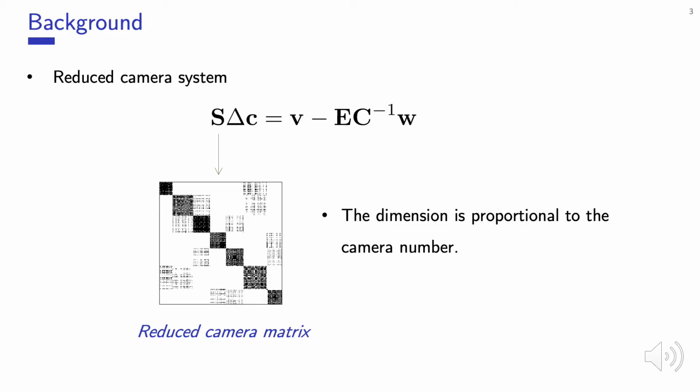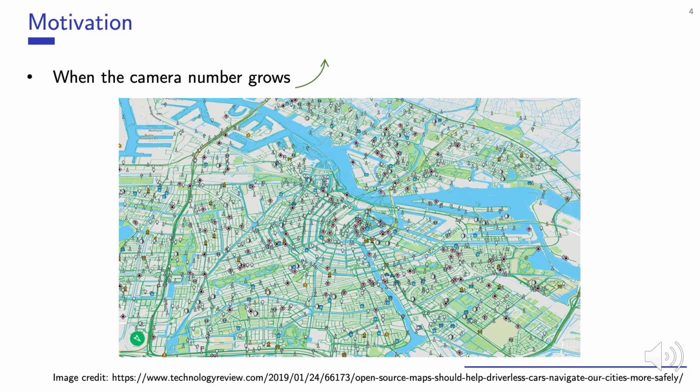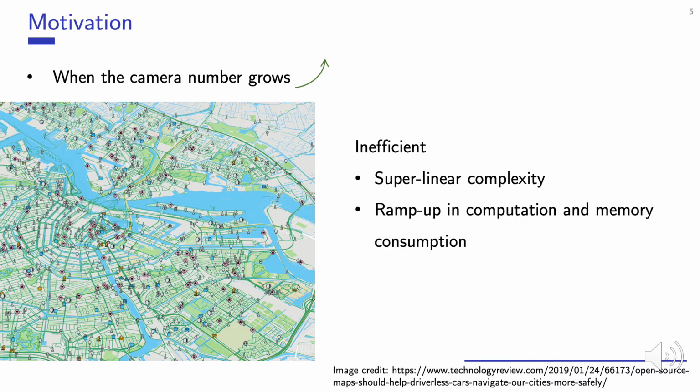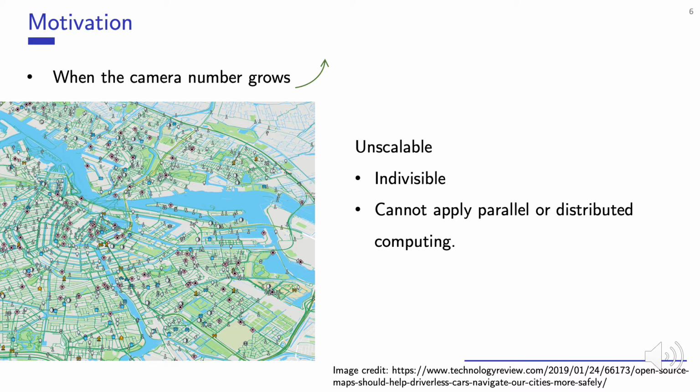The reduced camera matrix embodies the connections between cameras, and its dimension is proportional to the camera number. Therefore, when the camera number grows, solving the reduced camera system would become the bottleneck of boundary adjustment. It is inefficient because it would ramp up the computational and memory consumption. It is neither scalable, because this step is indivisible, so we cannot apply parallel or distributed computing to it.